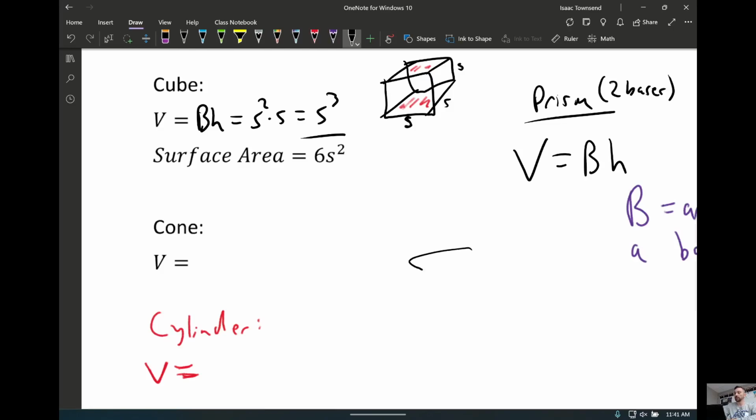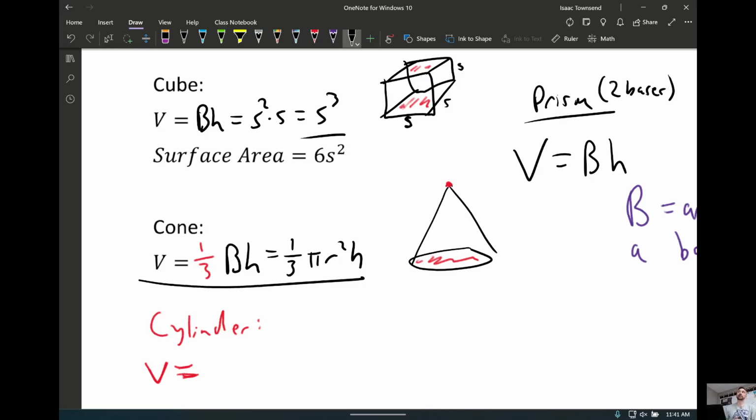Whereas a cone, a cone only has one base, so its volume will also be area of the base times the height, but since it's a pyramid, one base, it will be times a third. And what is the area of its base? So that's how you can know the volume of a cone without really memorizing another formula.